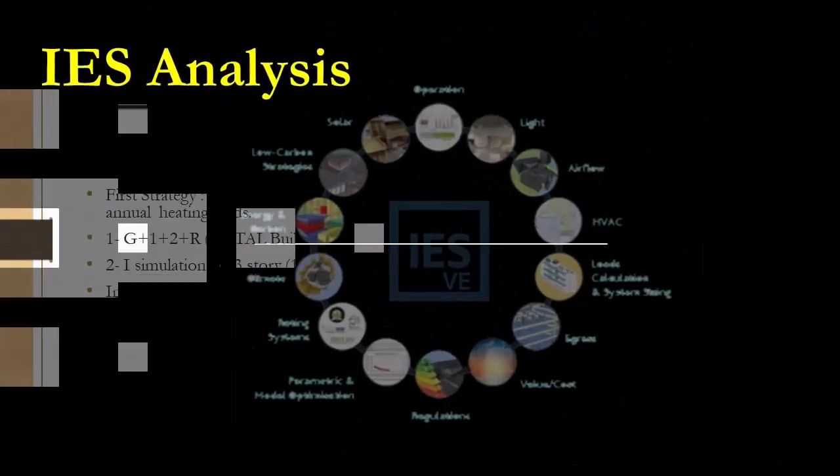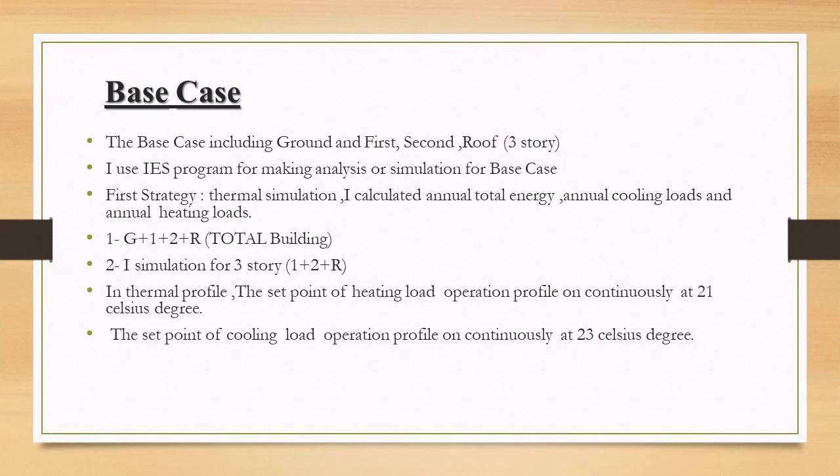IES analysis. First, I want to make an analysis for the base case. The base case includes the ground and 3 stories. I use the IES program for making the analysis or simulation for the base case. First strategy, thermal simulation. I calculated annual total energy, annual cooling loads, and annual heating loads for the total building, G plus 3. In the thermal profile, the set point of the heating load operation profile is continuously 21 Celsius degrees. The set point of the cooling load operation profile is continuously 23 Celsius degrees.